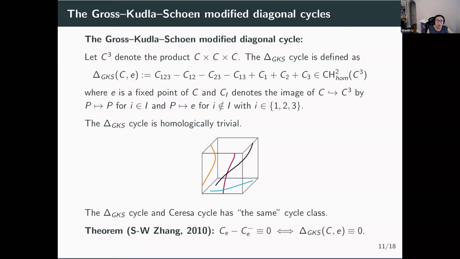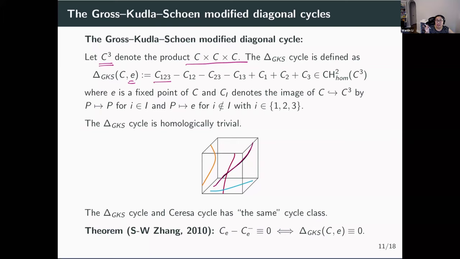Okay, let's define the modified diagonal cycle. So the point is, what is my threefold? Well, I'll just take the triple product, my curve, C cross C cross C. And then, again, I have a fixed base point E. So it's the same data as we used to construct the Ceresa cycle. First of all, I'm going to consider the actual diagonal. I can embed my C into C cross C cross C by the big diagonal, by mapping a point P to PPP. So this would be a diagonal cycle.